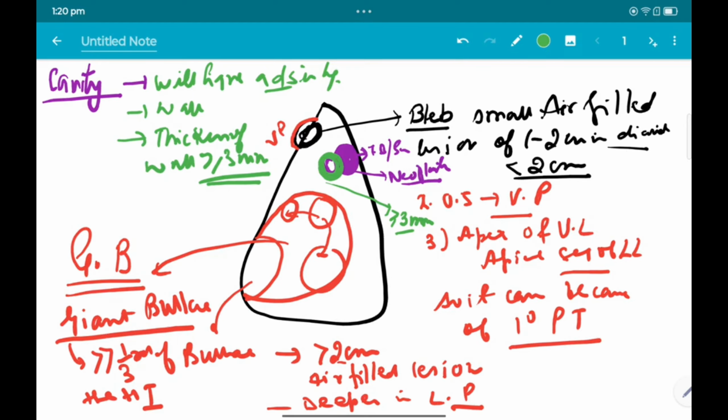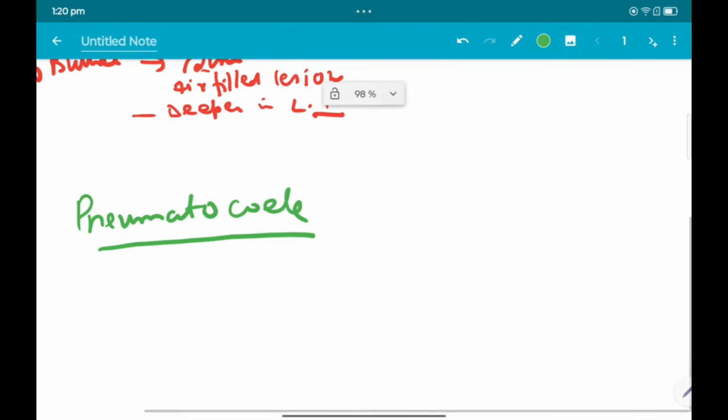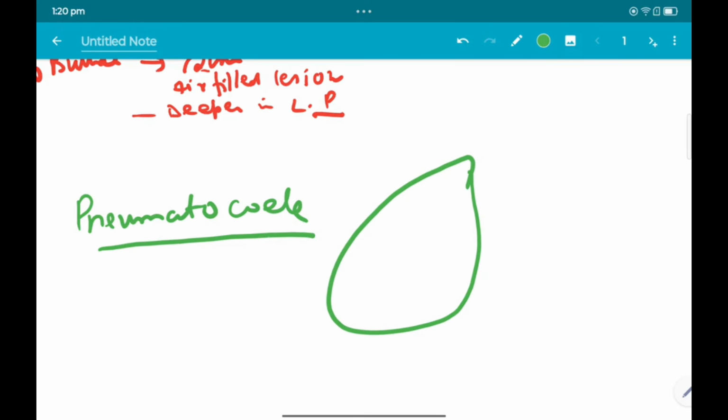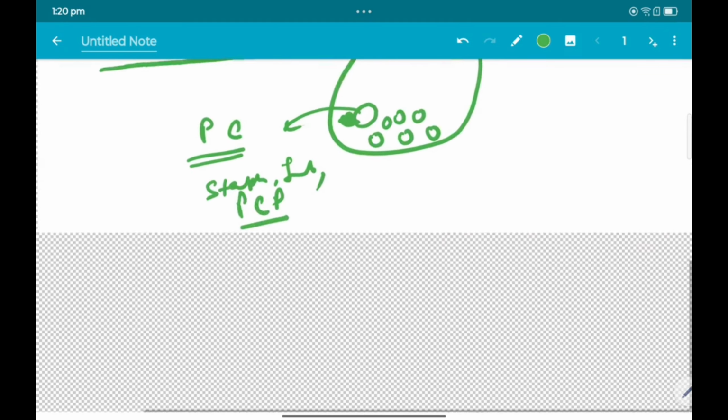And other thing is one more thing, which is pneumatocele. What is pneumatocele? Pneumatocele, it is an air-filled lesion. Suppose there is a lung and here occurs a trauma in the lung and it causes air to escape from the alveoli and this will cause a pneumatocele. Okay, infections with bacteria like staph, tuberculosis, pneumocystis carinii, this will cause air spaces in the lung which is called as pneumatocele.